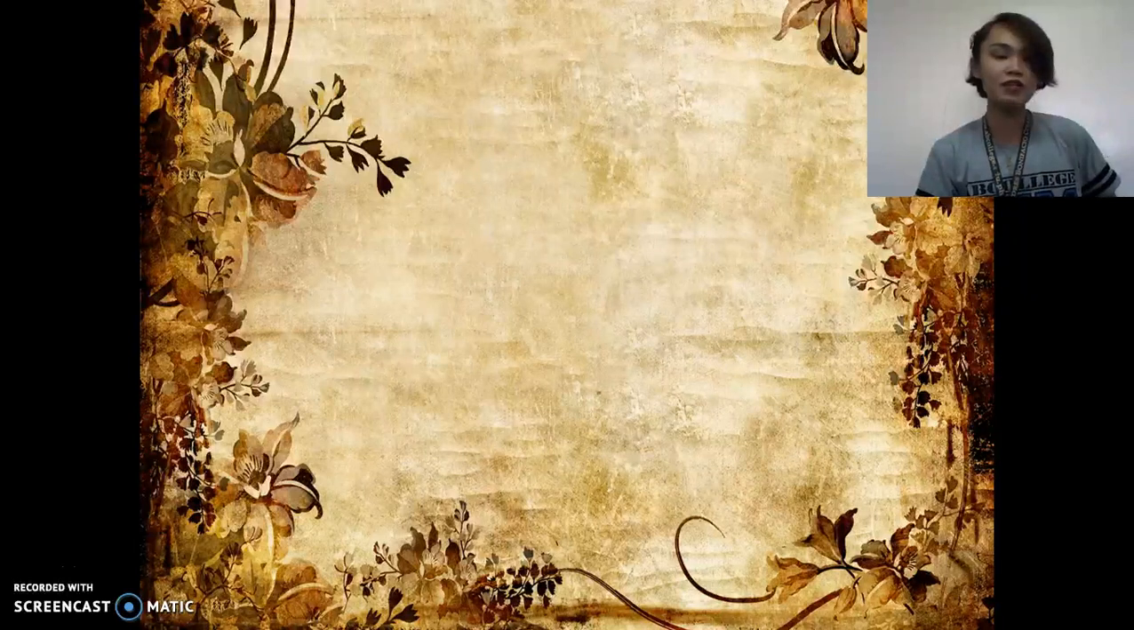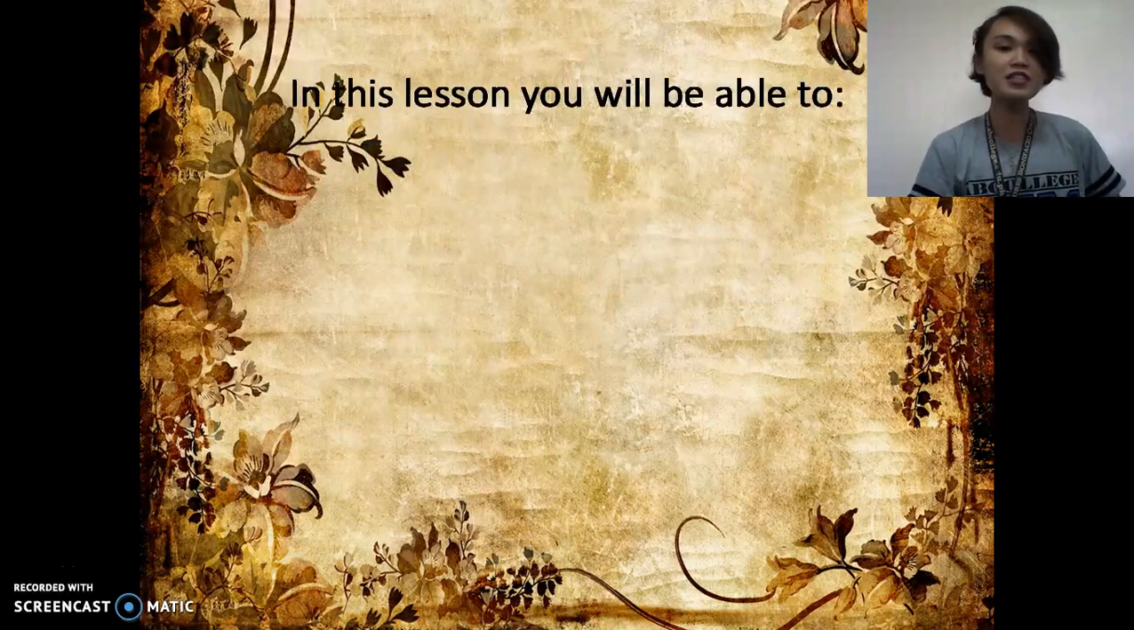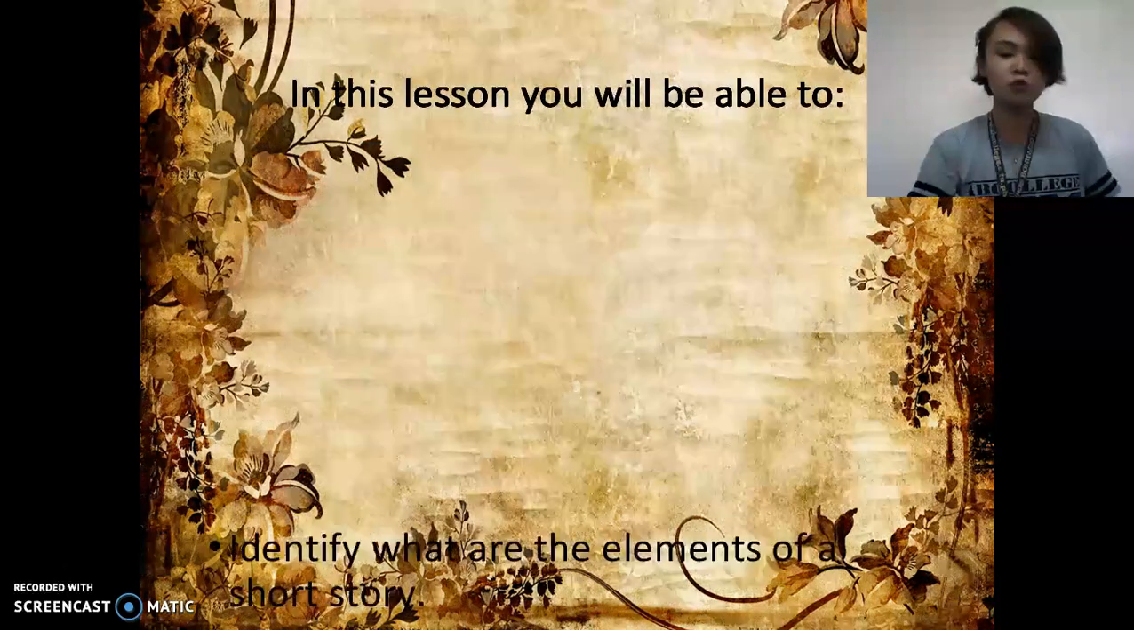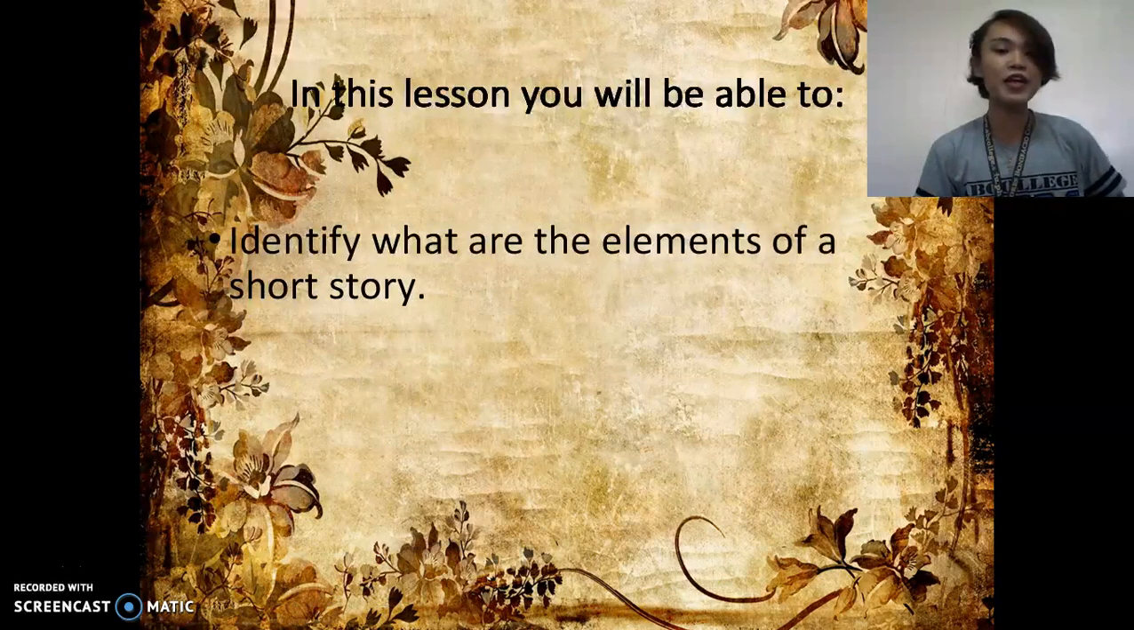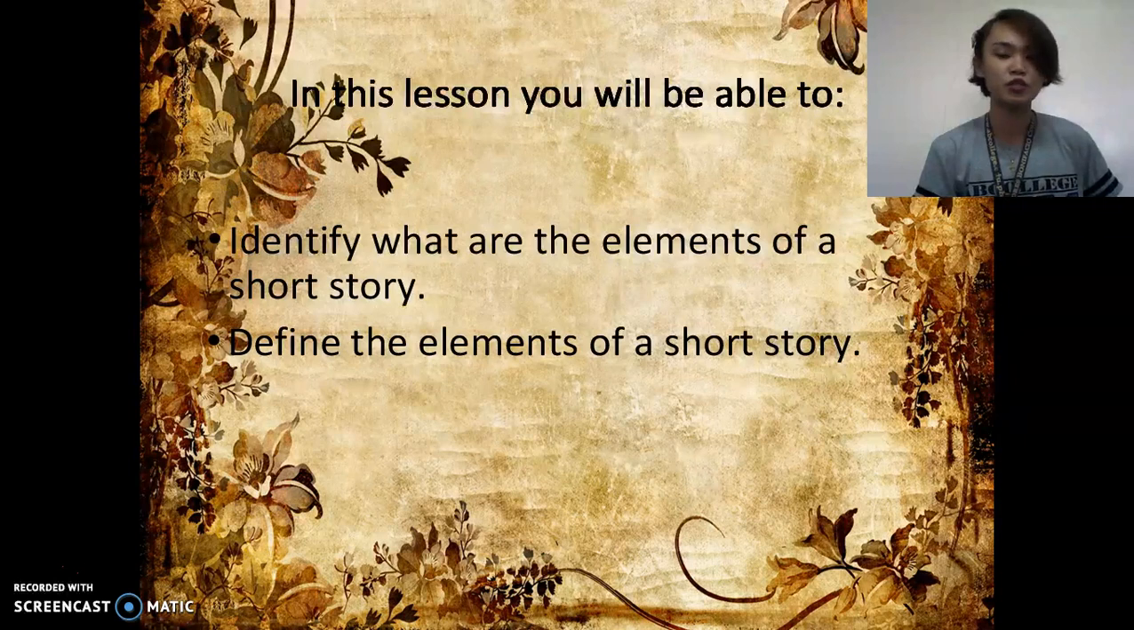I am Paul Acevedo, studying at Andres Bonifacio College, taking up Bachelor of Secondary Education, majoring English, and today's lesson will be the elements of a short story. In this lesson, you will be able to identify what are the elements of a short story, as well as define the elements of a short story.